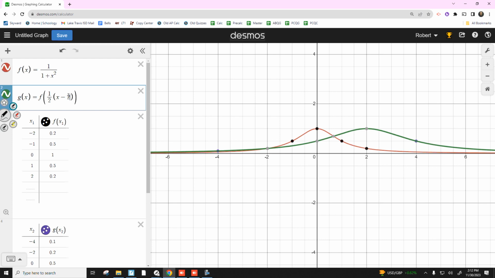Even though, listen, even though you would think shift right 2 first, then horizontally dilate by 2 second, you're wrong.